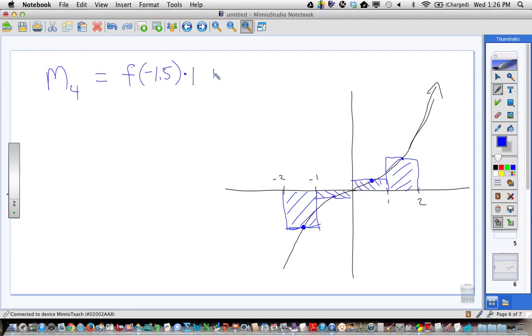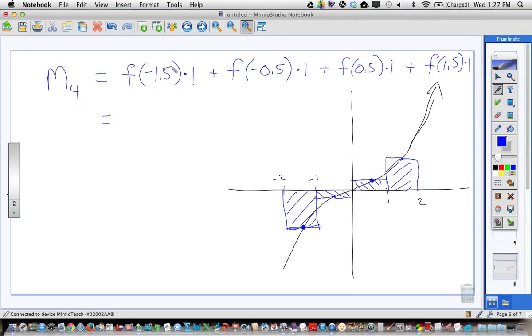So that would be that one. Next one would be -0.5 times 1. Next one would be at +0.5 times 1. And the last one is at 1.5 times 1. Now you notice that between these inputs is a gap of 1, because that's the width. So from -1.5 to -0.5, we go 1, 1, and go 1. Okay? All right, now we have to plug those in.